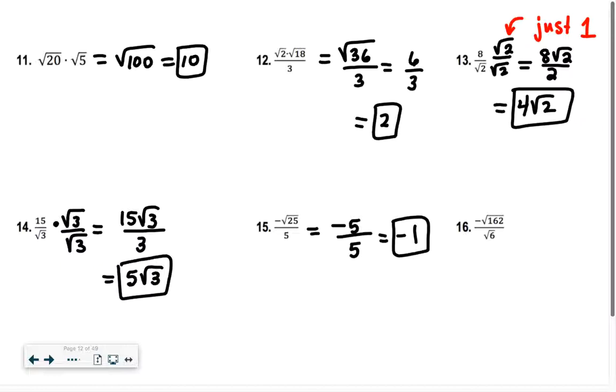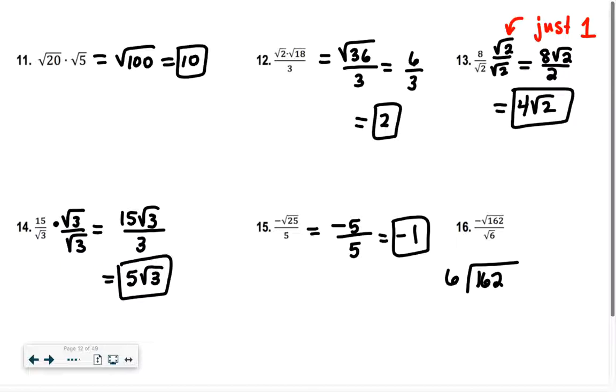Do you guys remember the trick to see if something's divisible by 3? We learned this the other day. Add the 1, the 6, and the 2. 1 plus 6 plus 2 is 9. Is 9 divisible by 3? Yes, so it is. So 162 is divisible by 6. So let's go ahead and find 162 divided by 6. See if we can do it without a calculator.